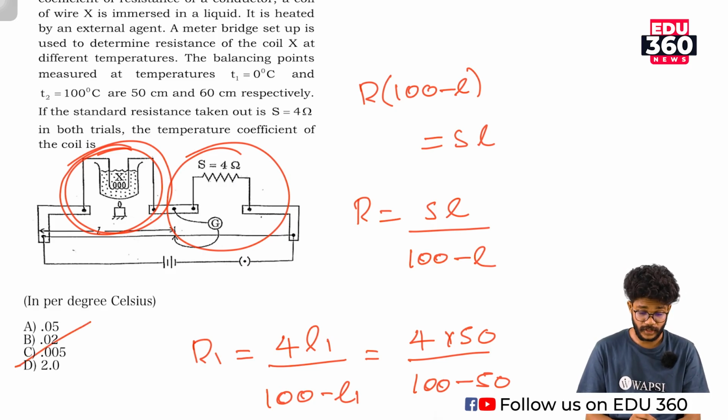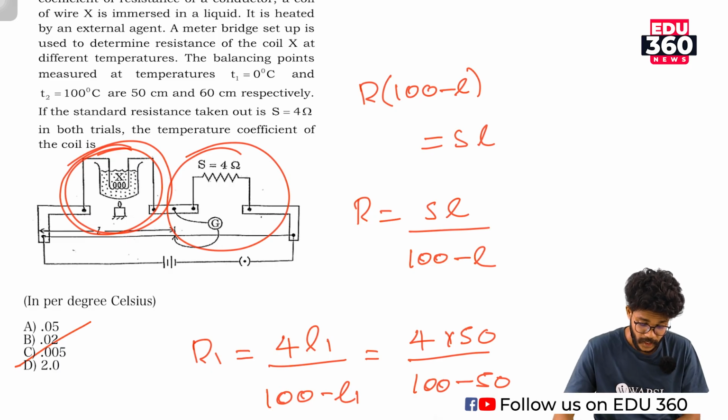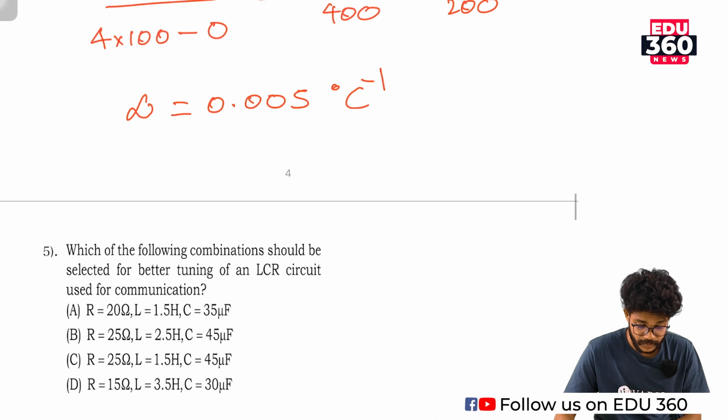0.005 per degree Celsius. Okay, the unit is per degree Celsius. So we can move to the next question.